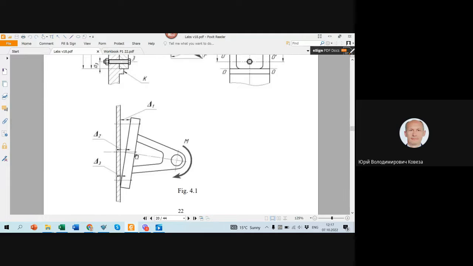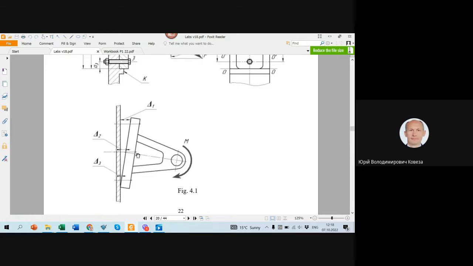So to make it easier, we think that after applying an external load, contact surfaces of the connected component remain flat due to their big rigidity and rather small rigidity of bolts. It means that we consider the bracket absolutely rigid, which is not deformed. So deformation deals with bolts only, because bolts have smaller stiffness, that's why they can be deformed.